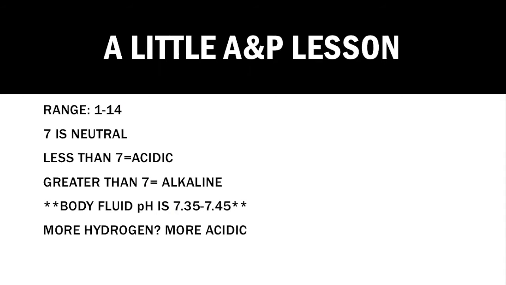The range for the pH is 1 to 14. 7 is a neutral number for our pH scale. Anything less than 7 is acidic, and greater than 7 is alkaline. Body fluid pH is 7.35 to 7.45. This is a star because you need to know that for your normal range for pH.